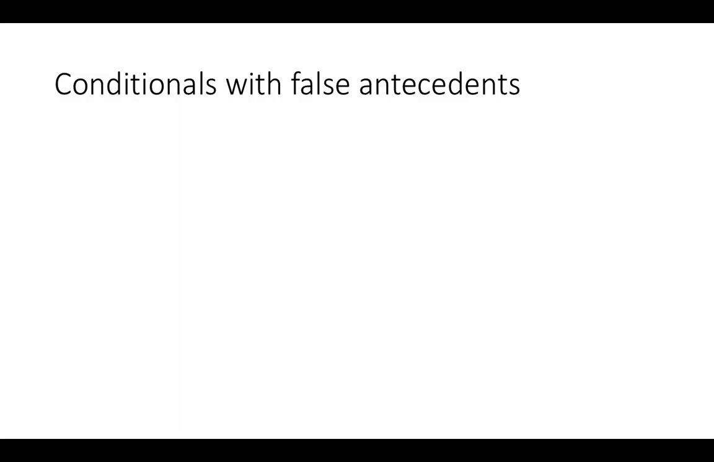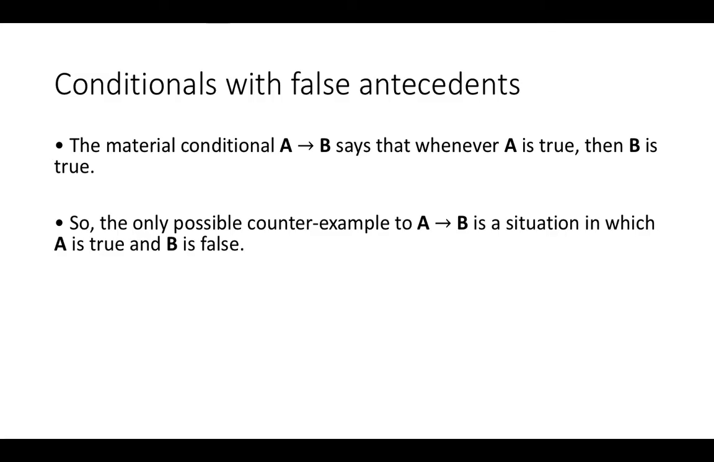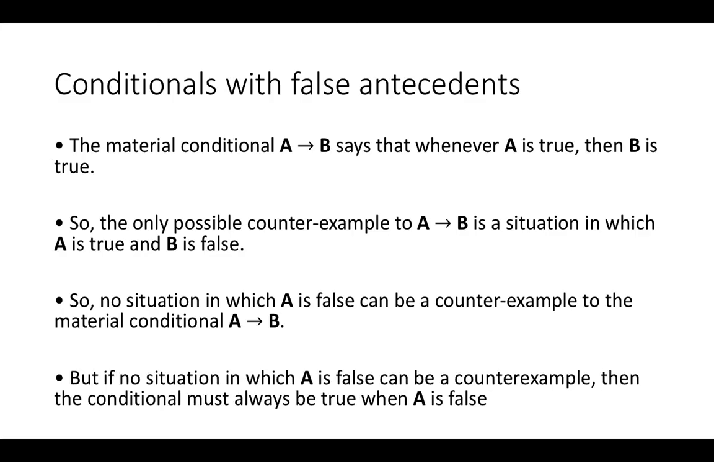This may initially seem odd, but it starts to make sense when you think about it like this. The material conditional A arrow B says that whenever A is true, then B is true. So the only possible counterexample to A arrow B is a situation in which A is true and B is false. So that means that no situation in which A is false can be a counterexample to the material conditional A arrow B. But then, if no situation in which A is false can be a counterexample to A arrow B, then the conditional must always be true when A is false.